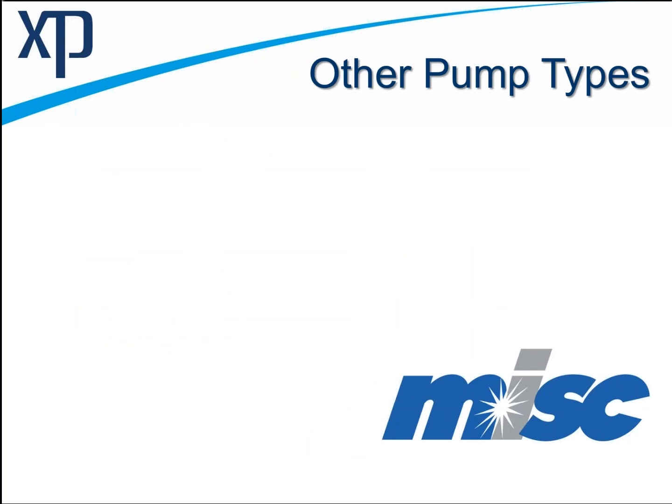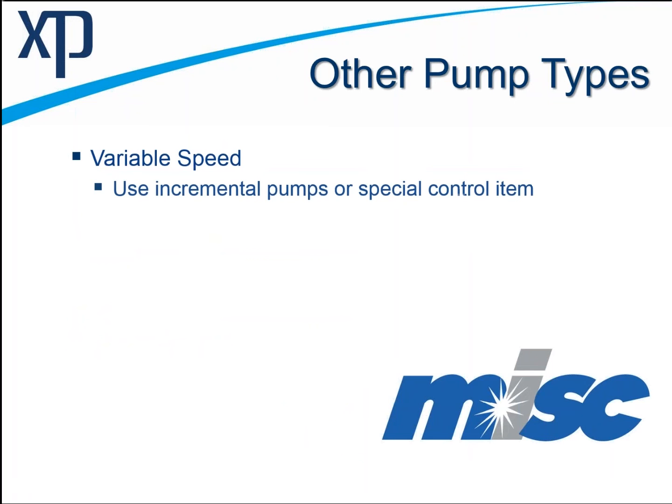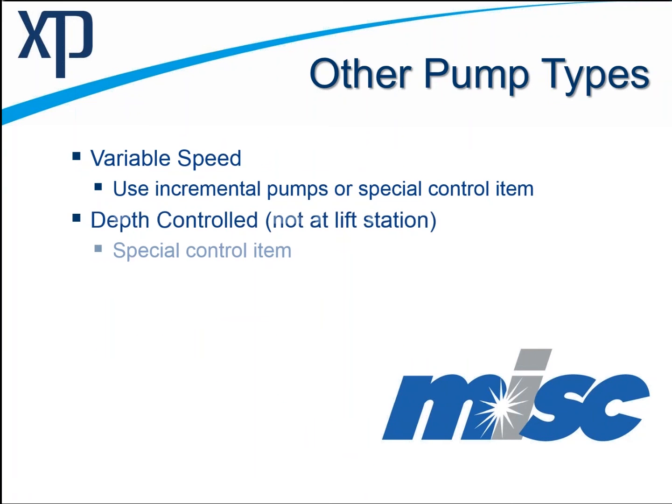There are a couple other miscellaneous pump types that are in the wild and supported by XP Swim. Variable speed pumps, two ways you can do that. You can use incremental pumps, or there's actually a special control item for those. And then you may have a pump that is controlled by some sensor that is not directly next to it. In other words, it's not the wet well right next to it. It's actually connected to a wet well at a pump station somewhere else. That's also something that you can do.